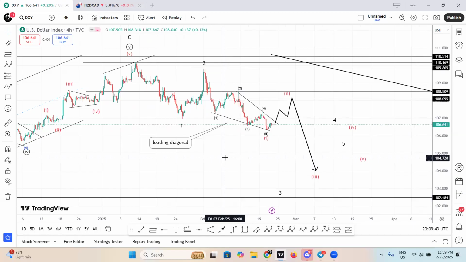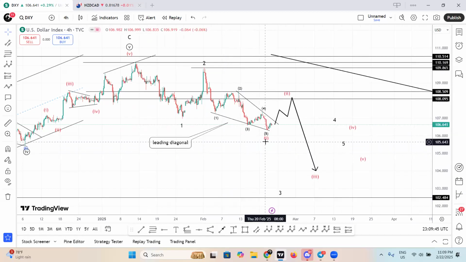And that was why we use minute wave one and use an internal micro 5 wave count. So you can see wave one, wave two, wave three, wave four, wave five, a leading diagonal, which means wave one.